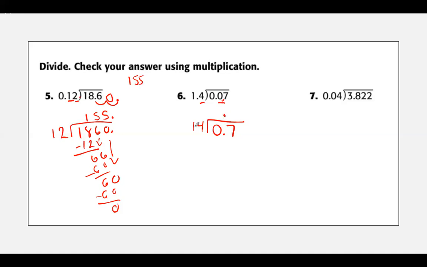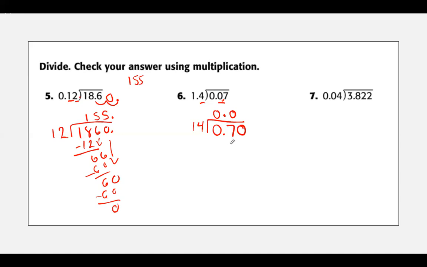Okay, because my new decimal point is right there. Move my decimal point up right here. So how many times does 14 go into 0? It doesn't, it goes into 0 times. How many times does 14 go into 7? 0 times. So now I've run out of numbers. I have to add a 0 here. So how many times does 14 go into 70?